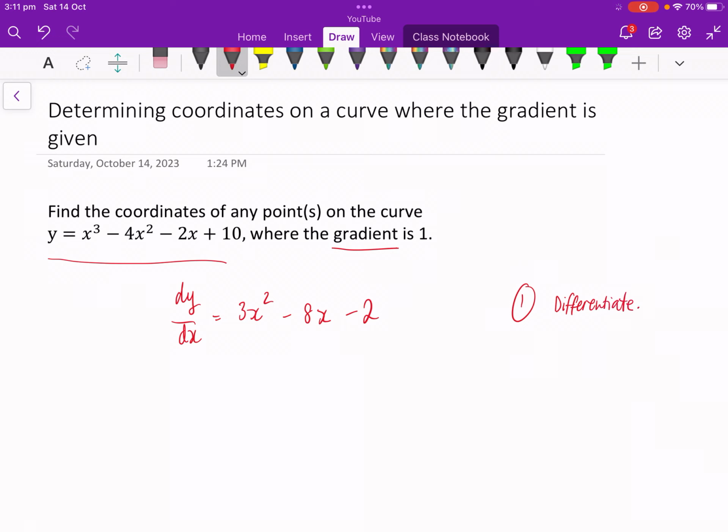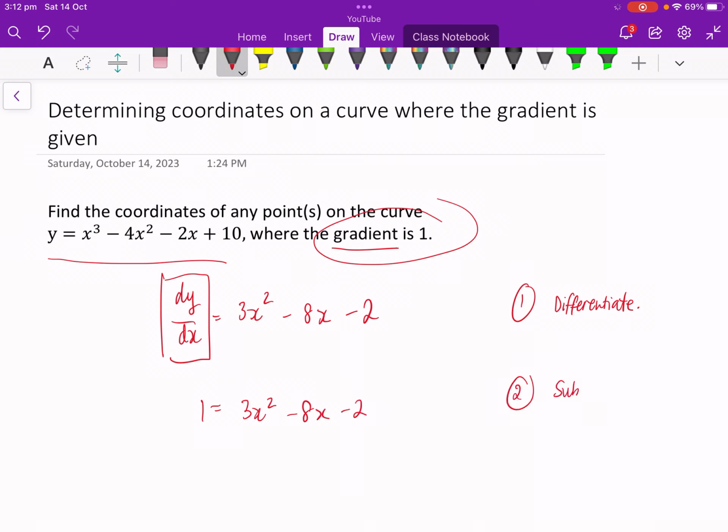My next step is to now substitute in my gradient. Previously I would substitute in my x coordinate, but you're not actually given any coordinates. You're trying to find them. So I'm going to substitute my gradient of 1. Now, where do I substitute it in? If we remember, dy dx is the gradient function. So we are going to substitute dy dx for 1. So 1 equals 3x squared, take 8x, take 2. So I'm going to substitute the gradient for dy dx.